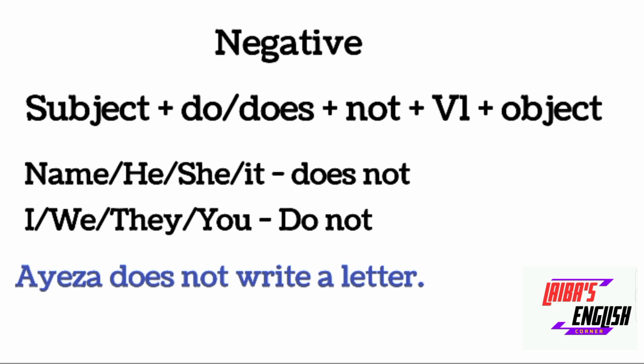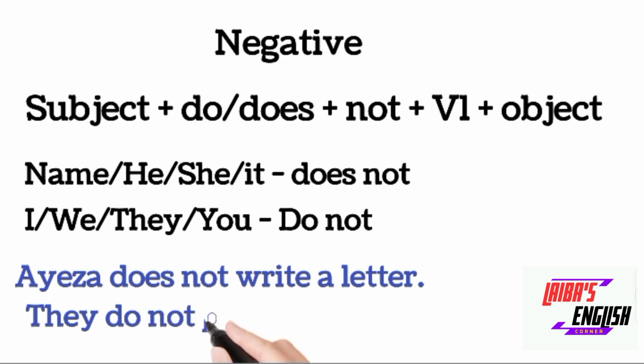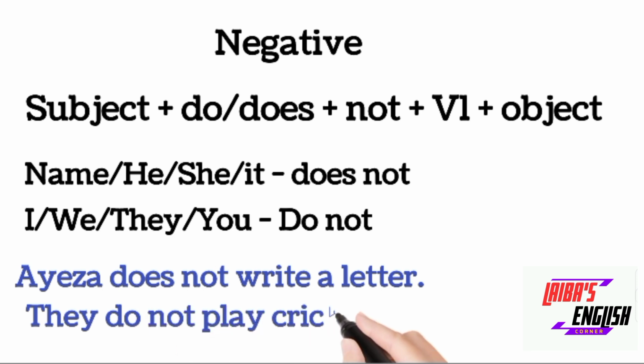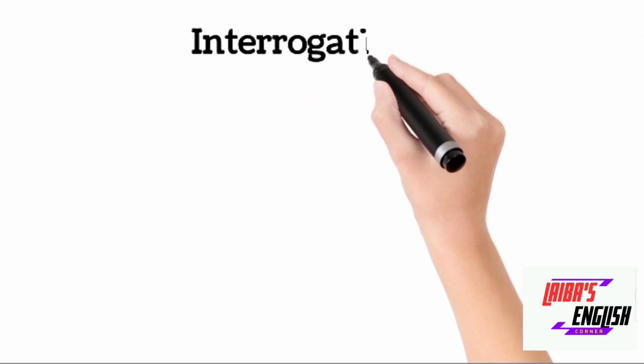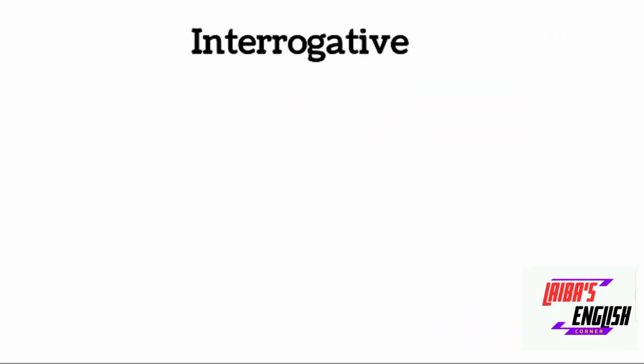Example is, Isa does not write a letter. Why do we use does with Isa? Because Isa is the name of a girl, so we use does with a name. Second example, they do not play cricket. Here we do not use does with they, because with I, we, they, you we use do.